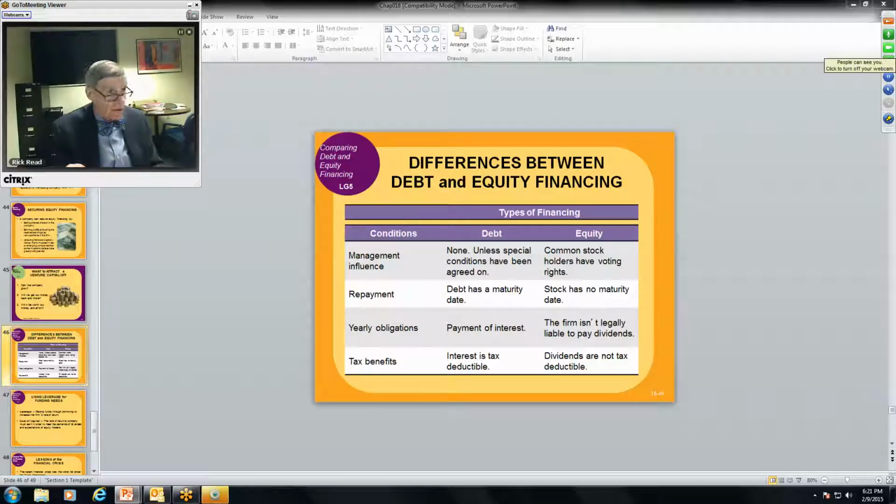Equity normally comes from the sale of common stock. And if you sell common stock, the common stockholders have voting rights. They can vote for the board of directors and a few other things, and that can cause friction between the board of directors and management.